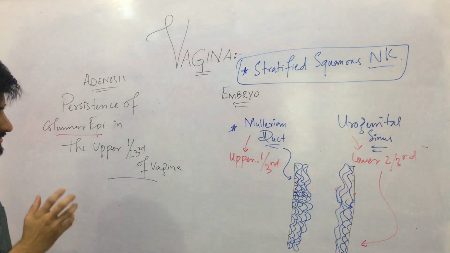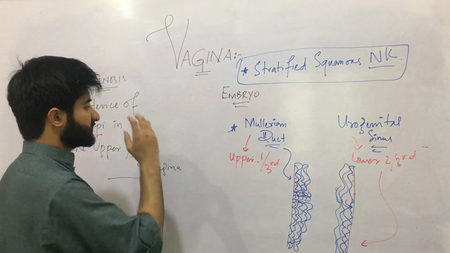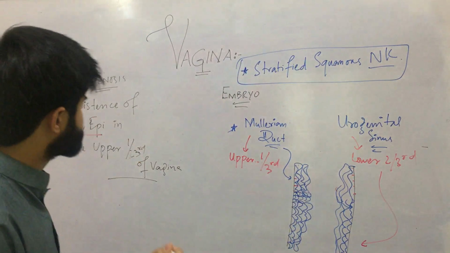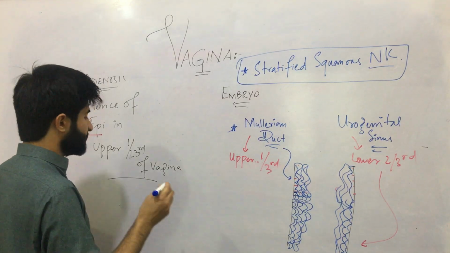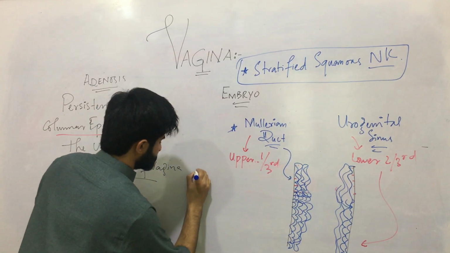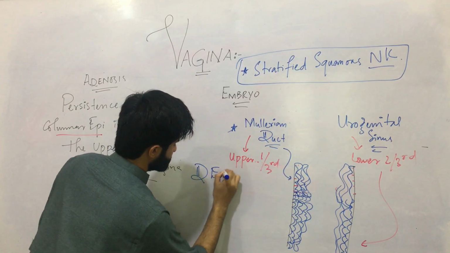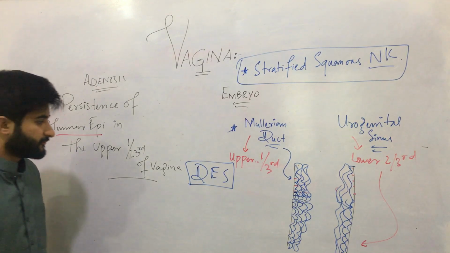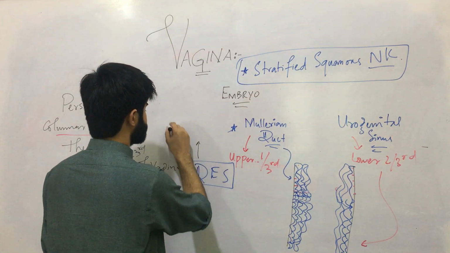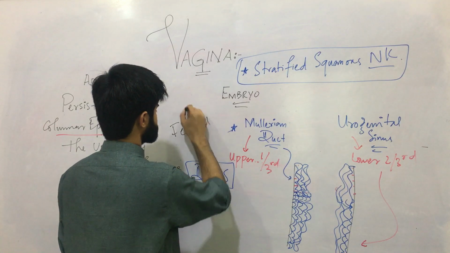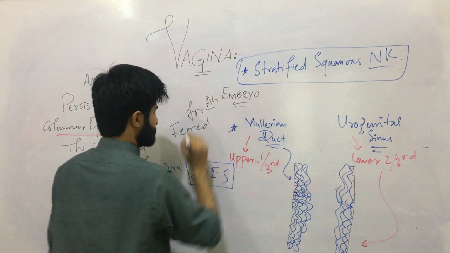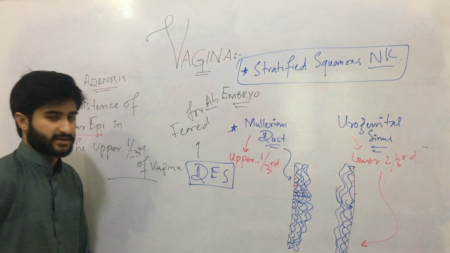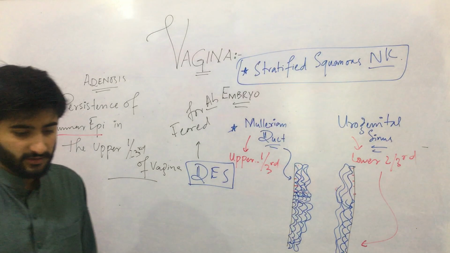Okay, but here is where our pathology begins. In 1970 there were some trials. Some females were given a drug known as diethylstilbestrol. This drug was given to the females who were feared for abortion. Diethylstilbestrol.